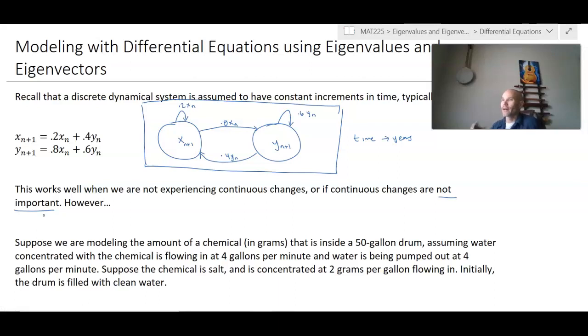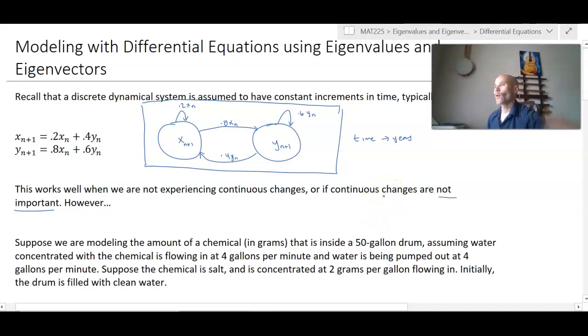But there are things that happen on a faster scale, and we want to keep track of things during the process. So for instance, we might have a model where we're looking at the amount of a chemical, let's say this is in grams, so we have something to talk about, that is inside a 50-gallon drum, assuming water concentrated with the chemical is flowing in at 4 gallons per minute, and water is being pumped out at 4 gallons per minute. Suppose the chemical is salt and is concentrated at 2 grams per gallon flowing in. And let's assume that initially the drum is filled with clean water.